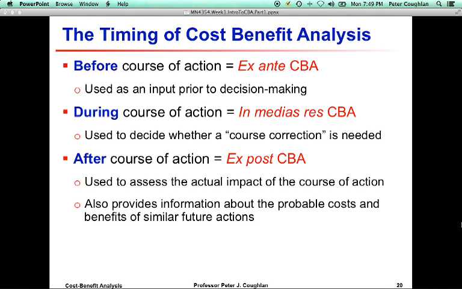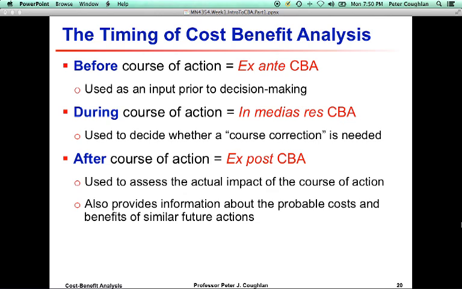Now, there are different types of cost-benefit analysis, and one way to look at the different types is based on the timing. When did you do it? Did you do it before the course of action, during the course of action, or after the course of action? Before the course of action, using the Latin, is ex ante cost-benefit analysis, right? And this is sort of the ideal usage of cost-benefit analysis, to be used as an input prior to the decision-making, right? You haven't decided whether or not to do it, to go or no go, or which choice to make, and so you do a cost-benefit analysis to decide what choice you should make.